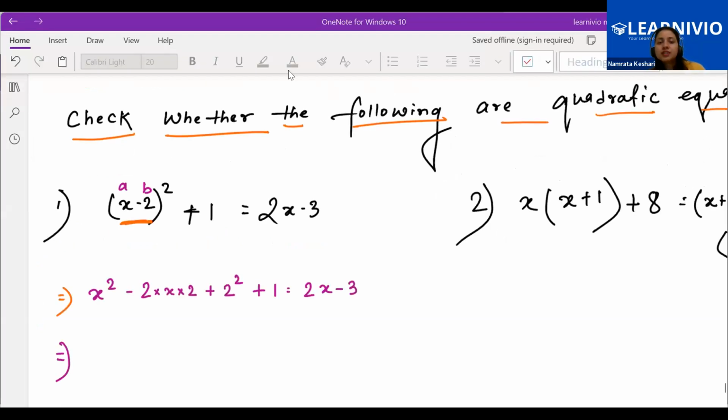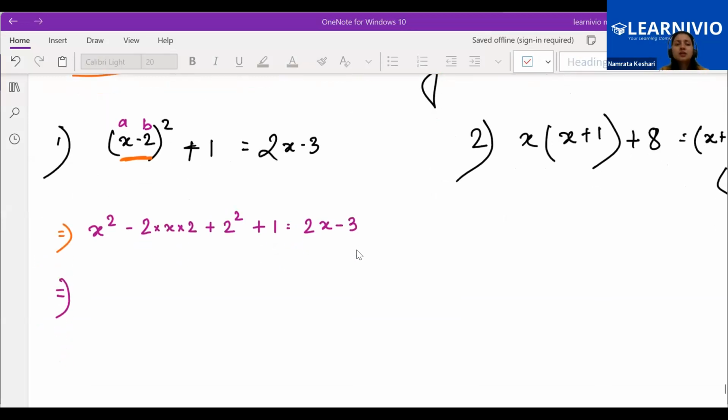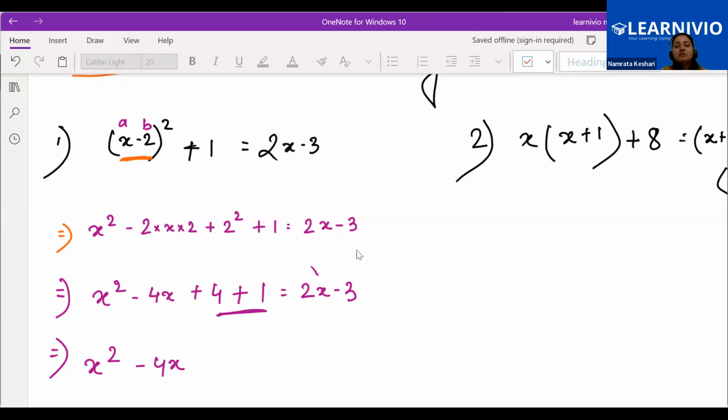Okay, let's move. Alvina, are you able to listen to me? x square minus 4x plus 4 plus 1 is equal to 2x minus 3. Please do the simplification, Abdul. Take everything on one side and let me know. Is it a quadratic equation? 4 plus 1 is 5, I am writing. I want to bring 2x to the left hand side. Will it be plus 2x or minus 2x on the left hand side?